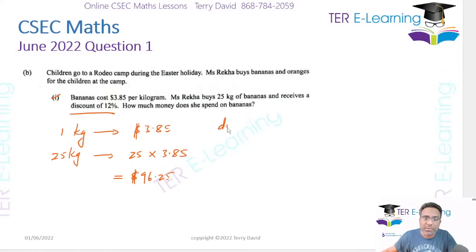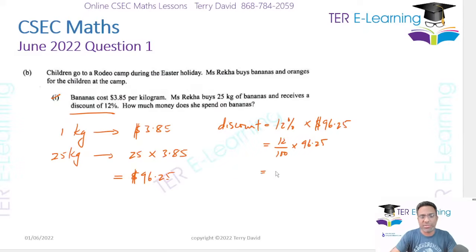So the discount is going to be 12% multiplied by $96.25. So what I'm doing here, I'm working out the discount. Now 12% is the same as saying 12 over 100 multiplied by 96.25. So that's going to work out to multiply by 2, and I'm getting $11.55.